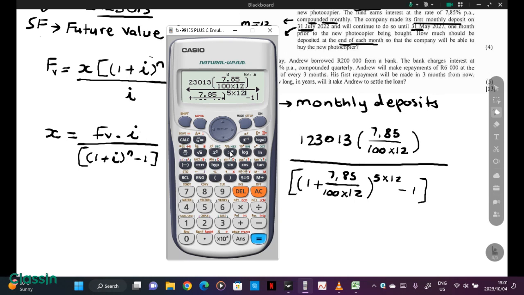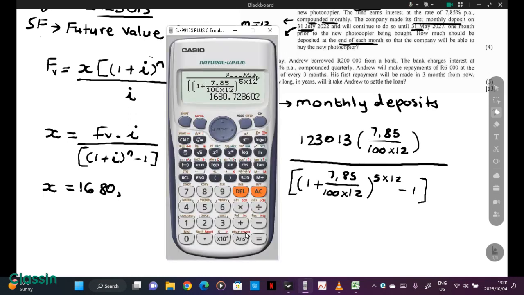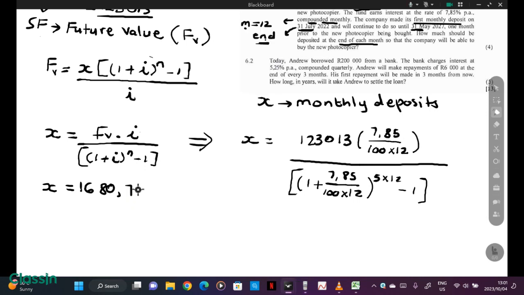And then if that is the case, it means that on a monthly basis, the company will pay 1,680. Therefore, the value of X will be 1,680 rands and 73 cents. So this is the monthly installment.